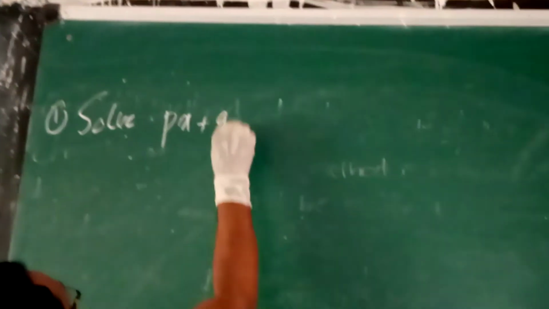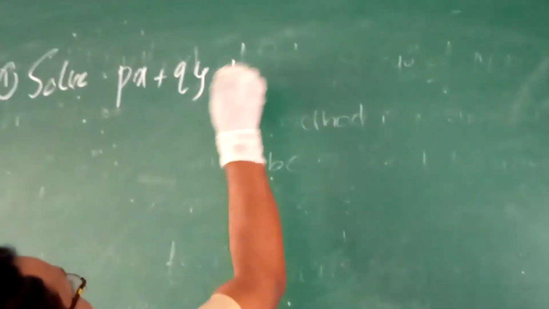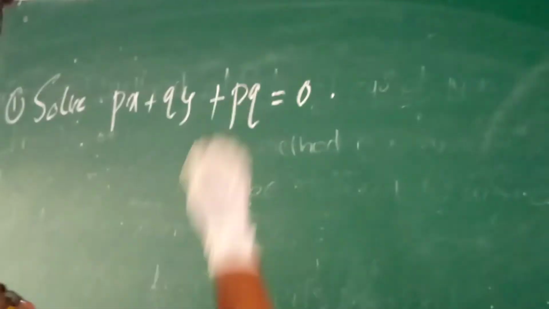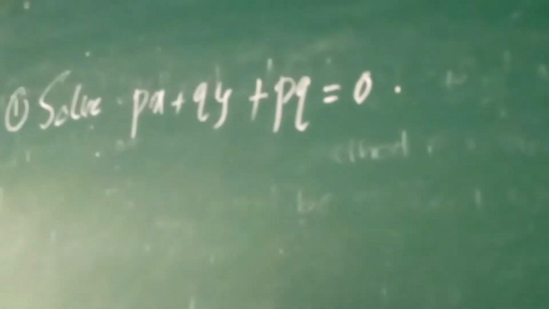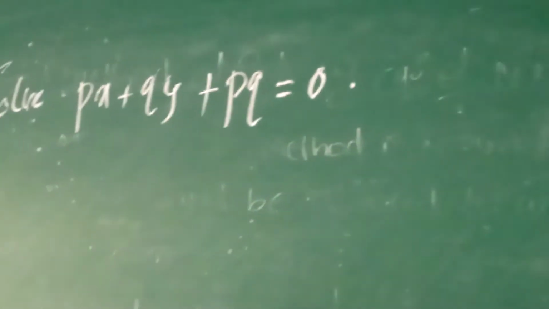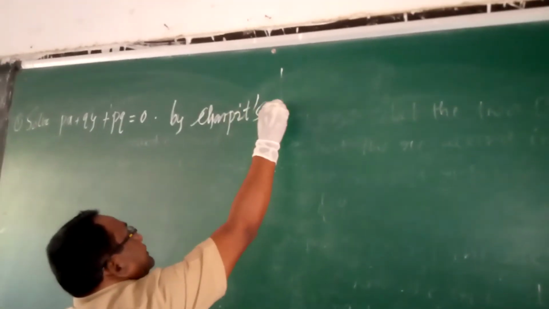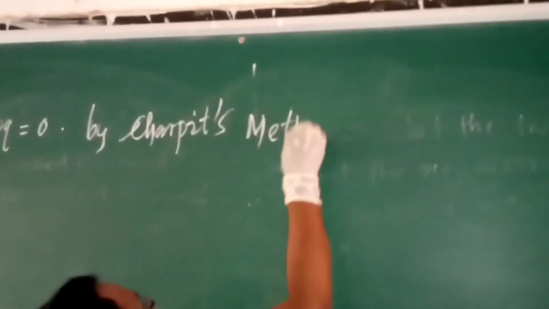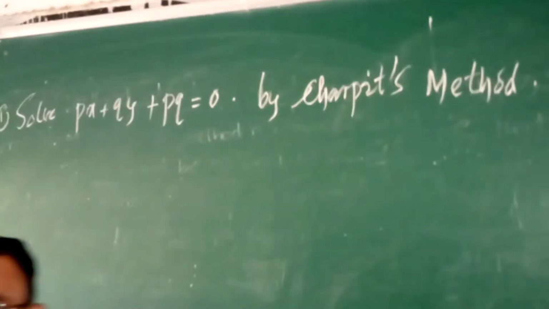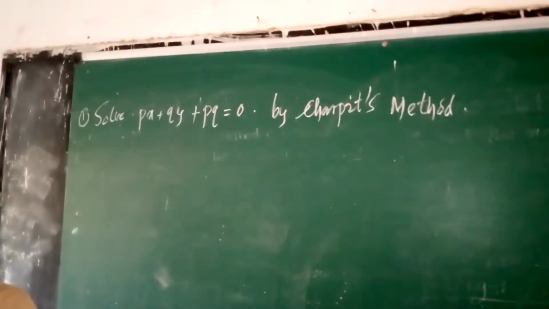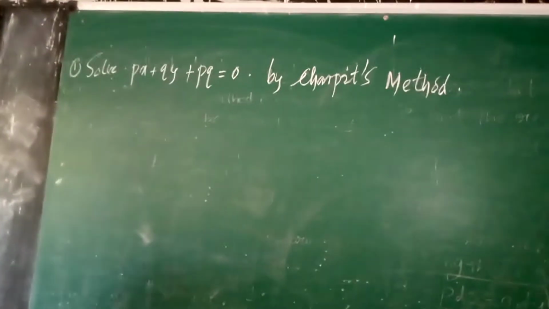Example number 1. Solve px + qy + pq = 0 by Charpit's method. Definitely there will be one question on this for 5 marks.